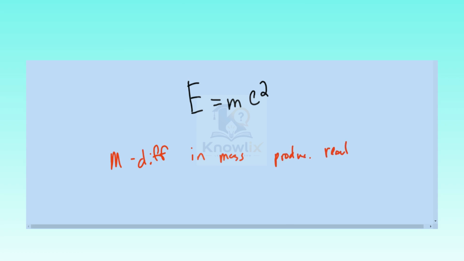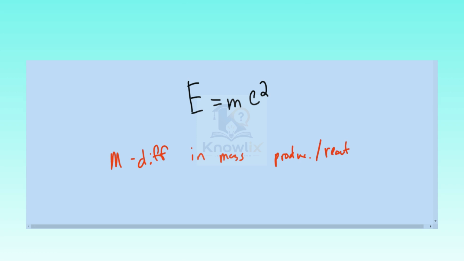So for this question, we're going to use the formula E equals mc squared, where E is the energy released, that's what we're looking for. M is the mass defect. In other words, M is the difference in mass between products and reactants. And C is our speed of light.